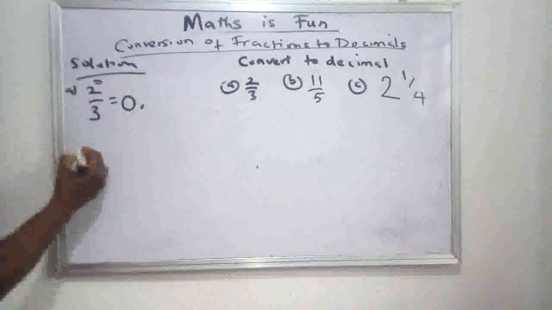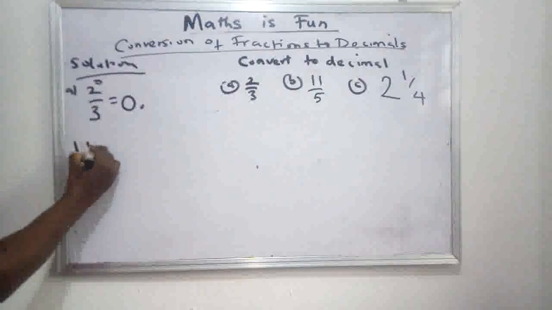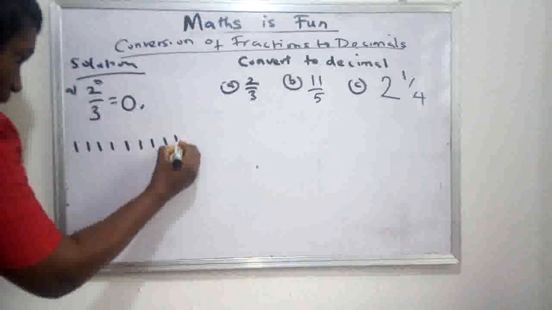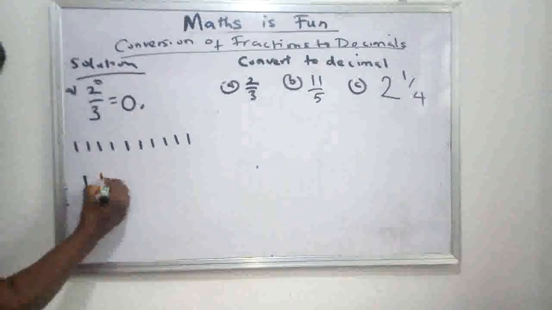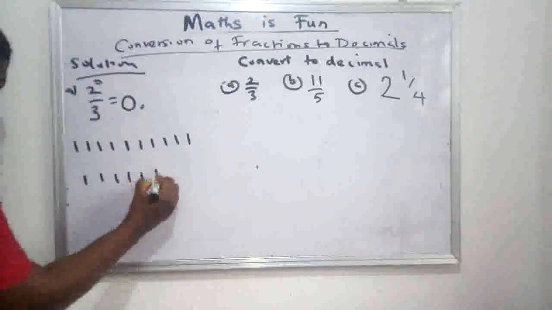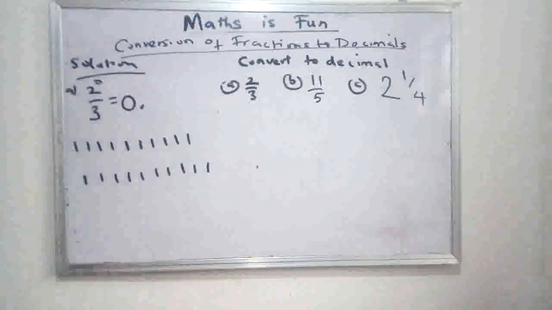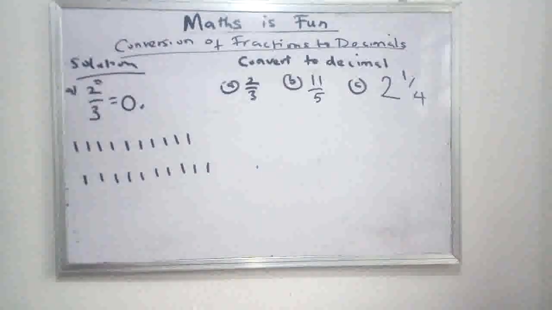You simply count 20. 1, 2, 3, 4, 5, 6, 7, 8, 9, 10, 11, 12, 13, 14, 15, 16, 17, 18, 19, 20. This is 20. So we want to find out how many 3 we can find here.